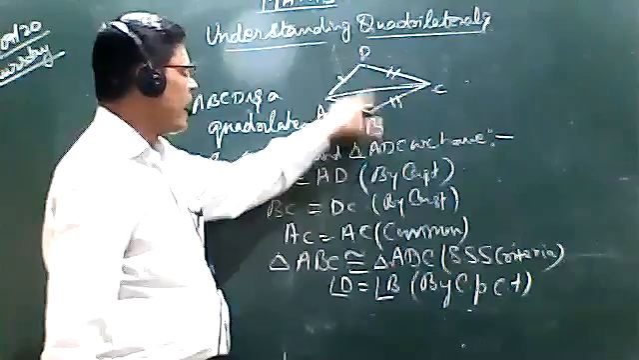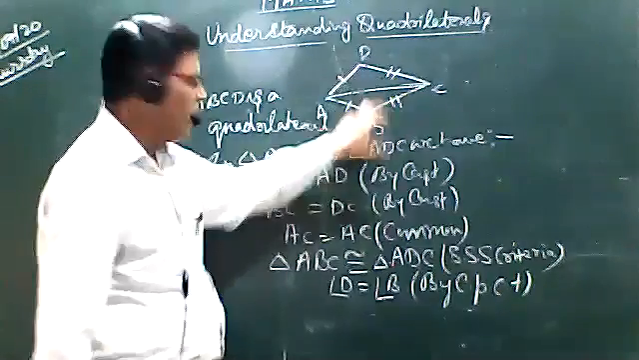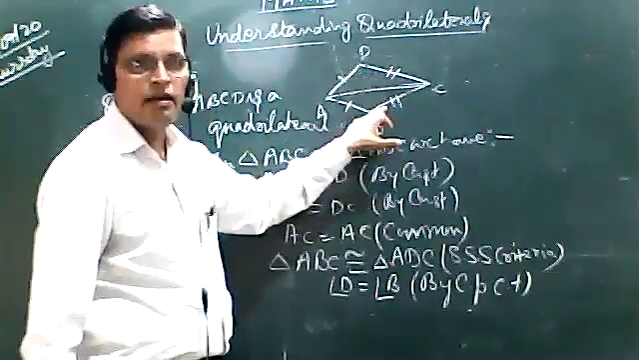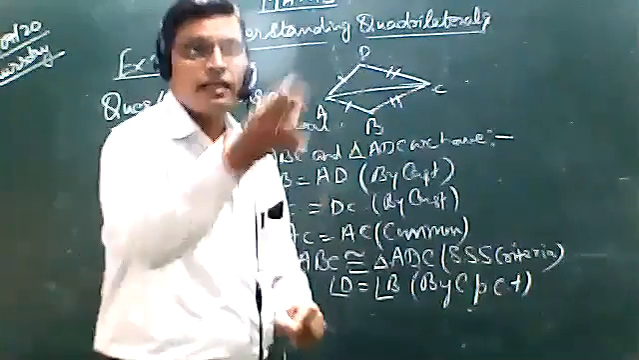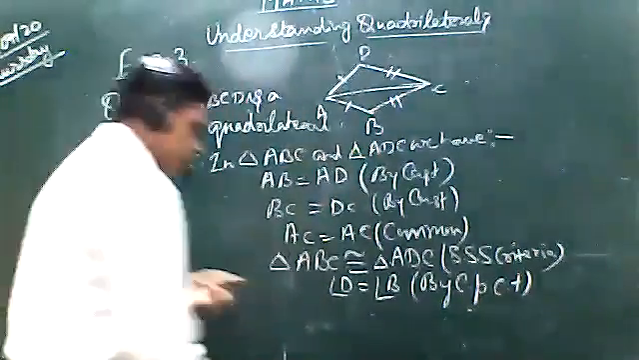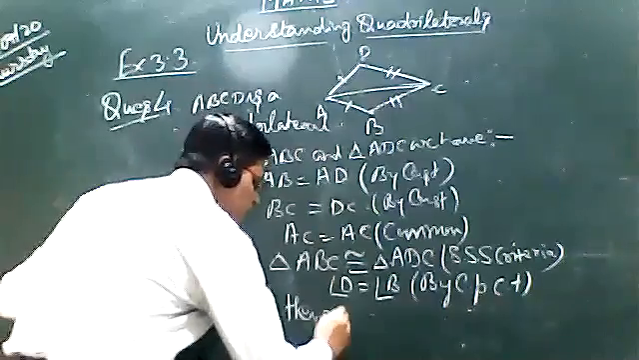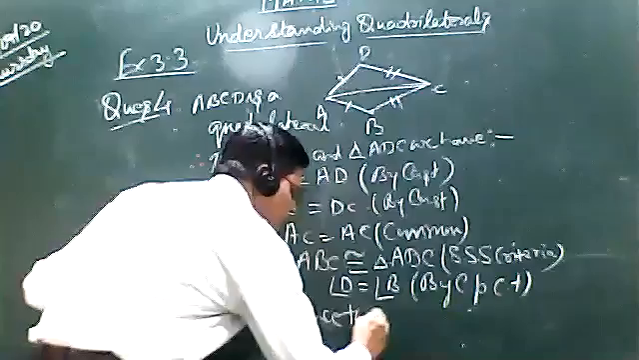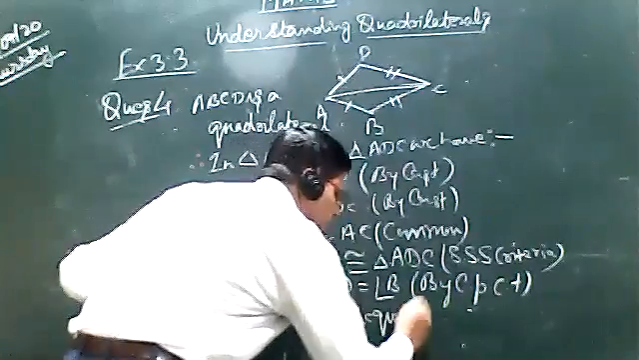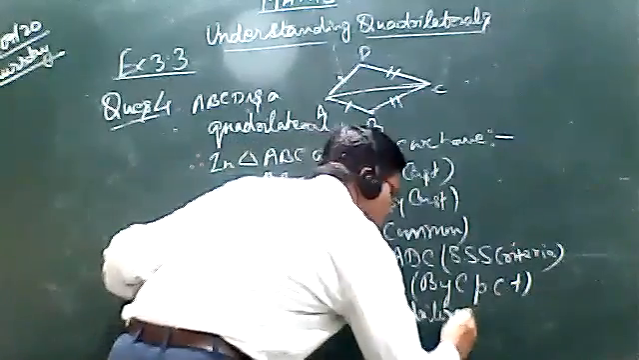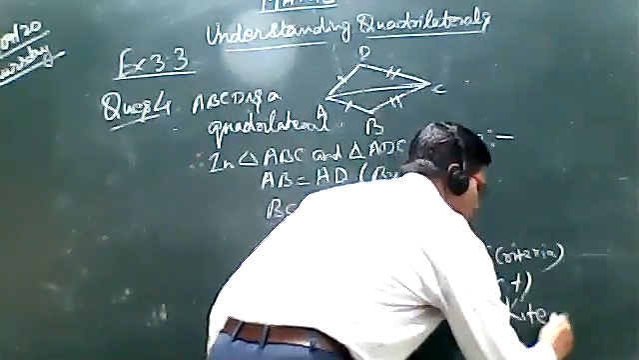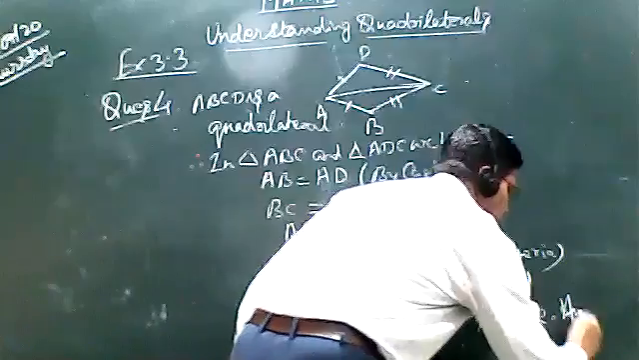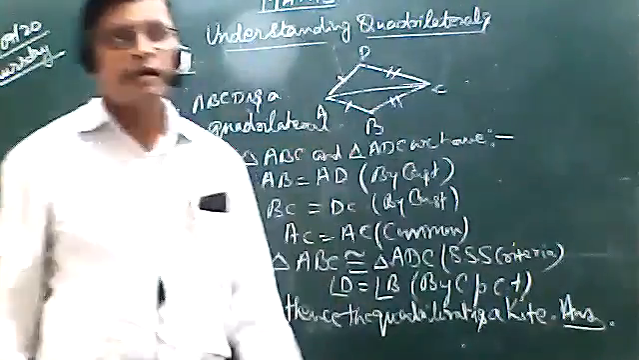Therefore, these angles are equal, and both the angles are opposite angles. Hence, the quadrilateral is a kite. In the last you write, hence, the quadrilateral is a kite, and that is my answer. Okay, ये हमने proof कर दिया.